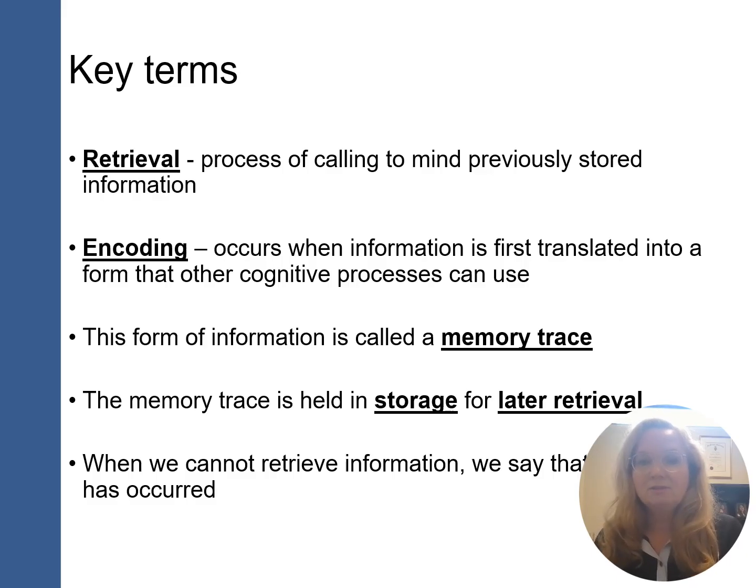Another term that you'll see a lot is encoding. And encoding occurs when information is first translated into a form that other cognitive processes can use. So when we're encoding information, we're putting it in a form so that we can maybe put it into long-term memory or do something like that. The information that is encoded is called a memory trace. So this form of information is called a memory trace. We'll talk about that. And then the memory trace is held in storage.